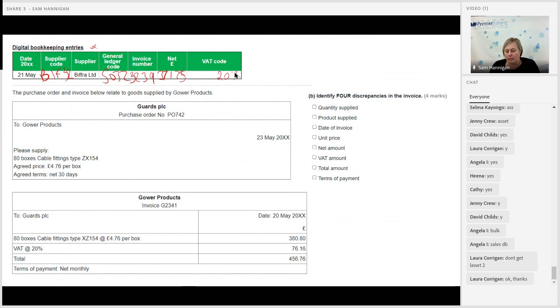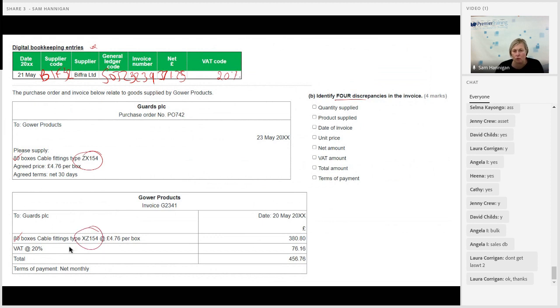Easy. Then it says identify 4 discrepancies. They're telling you what to look for. It's quantity supplied, right? Well, we know that it's 80. What about the product supplied? It says cable fittings type, but no, it's got a different code.